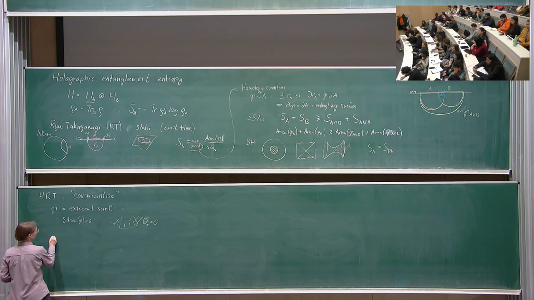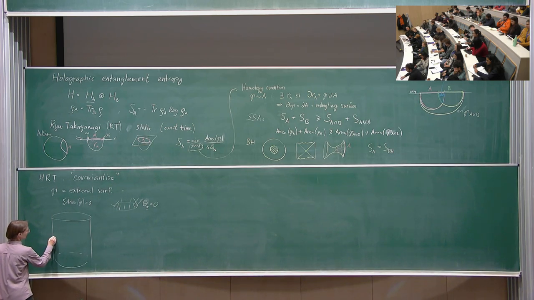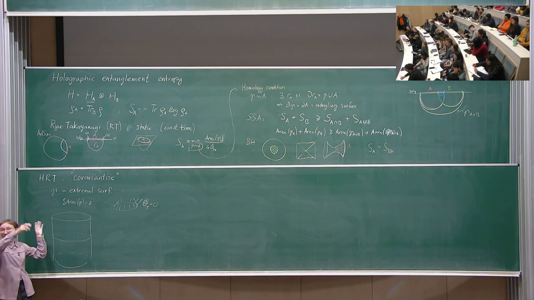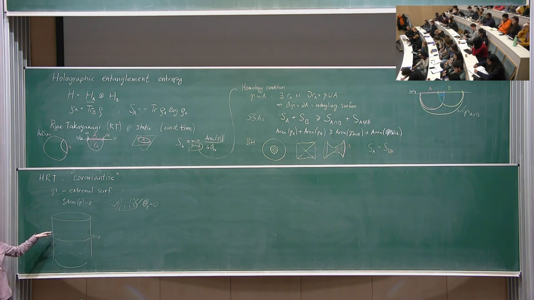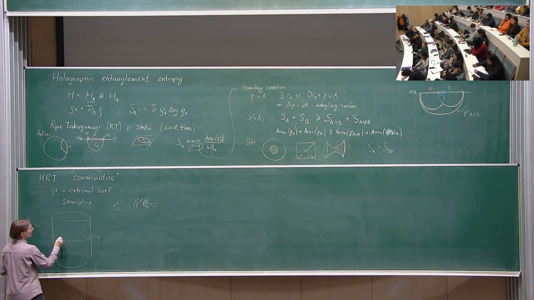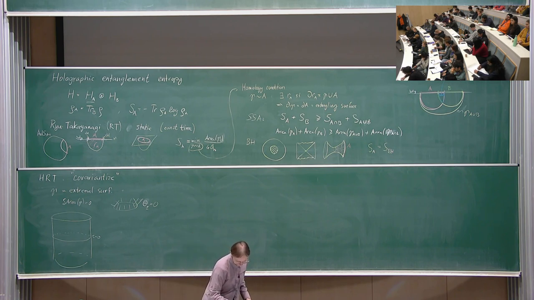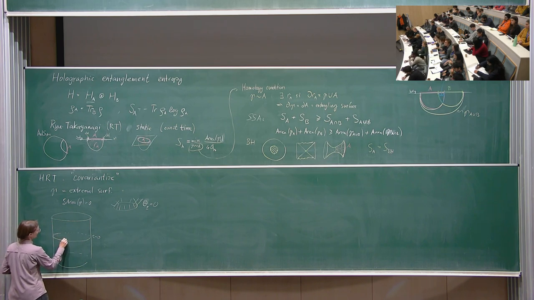So let me try to draw this. I'm not very good. Suppose we have some constant time on the boundary. The boundary metric is just the Einstein static universe, that's static. There is a geometrical meaning to saying t equal to zero on the boundary. That's fine. Now we take a bunch of regions. Let's say we take a region A, let's say like this. We take another region.